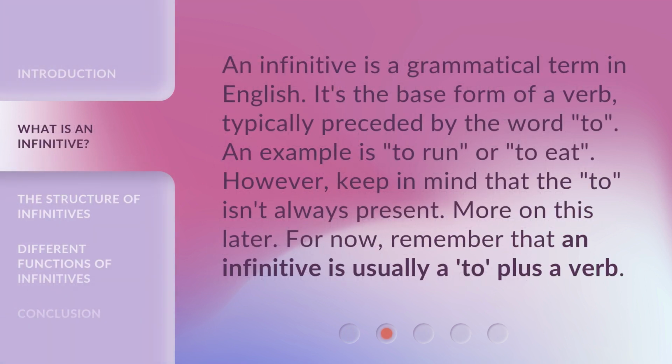An infinitive is a grammatical term in English. It's the base form of a verb, typically preceded by the word "to." An example is "to run" or "to eat." However, keep in mind that the "to" isn't always present. More on this later. For now, remember that an infinitive is usually a "to" plus a verb.